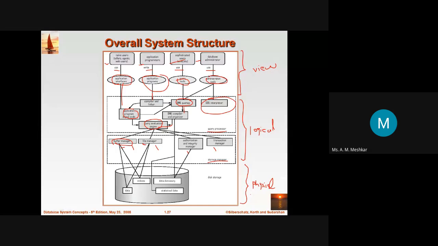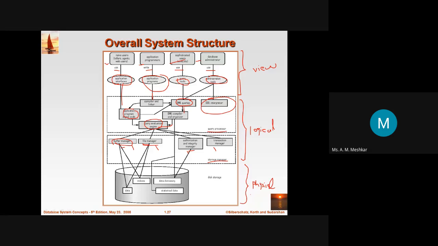Then there is the file manager. The file manager is responsible for the data stored inside the tables: how it will be accessed, what data will be stored, which tables are now being used, and which operations are currently being performed on them. As per their requirements, the data to be accessed and its overall control is managed by the file manager. And then the authorization and integrity manager. As you can see, all these managers are linked with the query evaluation engine, so they process along with it.